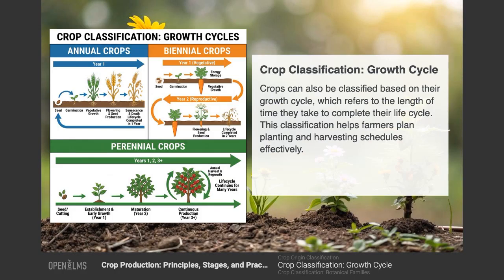Crop classification. Growth cycle. Crops can also be classified based on their growth cycle, which refers to the length of time they take to complete their life cycle. This classification helps farmers plan planting and harvesting schedules effectively.